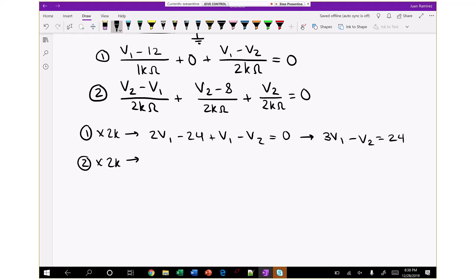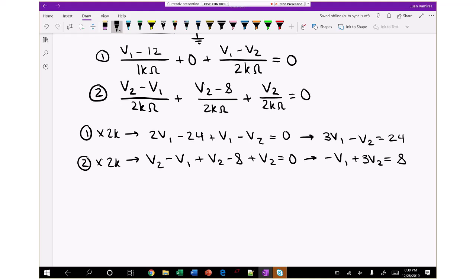Second equation, multiply by 2k, you get v2 minus v1 plus v2 minus 8 plus v2 equals 0. Again, combining like terms, and we get negative v1 plus 3v2 is equal to 8.